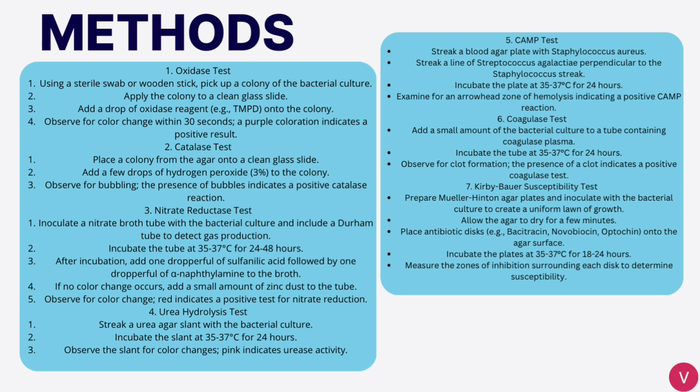For the nitrate reductase test, we inoculated a nitrate broth tube with the bacterial culture and included a Durham tube to detect gas production. We incubated the tube at 35 to 37 degrees Celsius for about 24 to 48 hours. After incubation, we added one dropper of sulfanilic acid followed by one dropper of naphthylamine to the broth. If there was no color change, we added a small amount of zinc dust to the tube and we observed for a color change. So a red color indicated a positive test for the nitrate reduction.